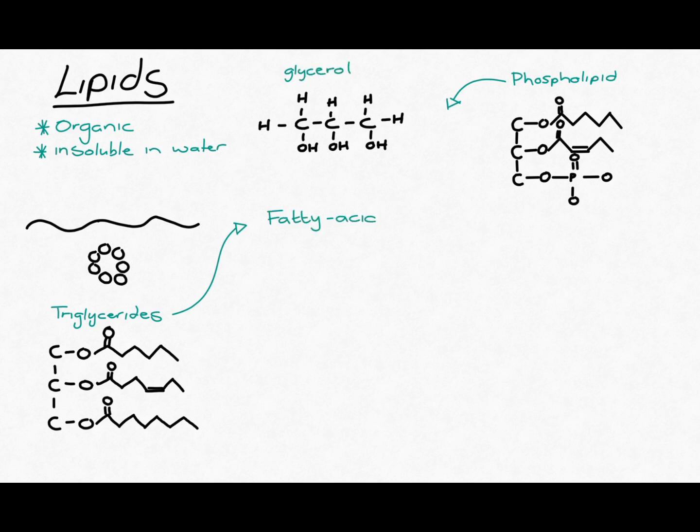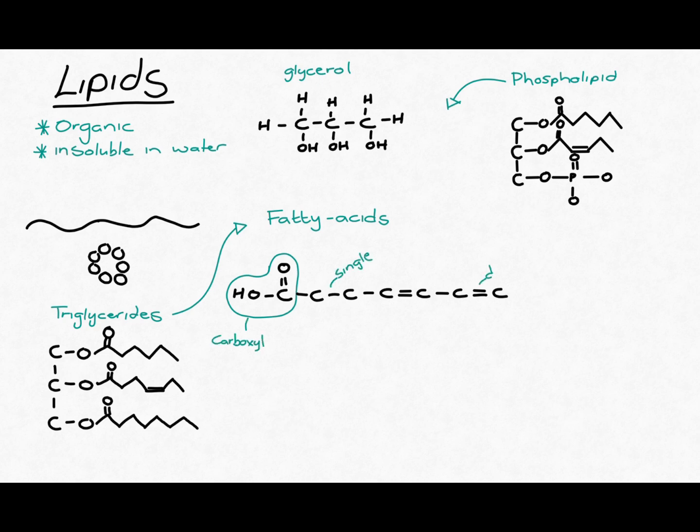Fatty acids, on the other hand, are acids that contain a carboxyl group and are made up of a long hydrocarbon tail. They are usually between 15 to 17 carbons long and can have single or double bonds. When a fatty acid has a double bond, it is called unsaturated, and when it has more than one double bond, it's called polyunsaturated. This is because it is not saturated with the maximum amount of hydrogen atoms.